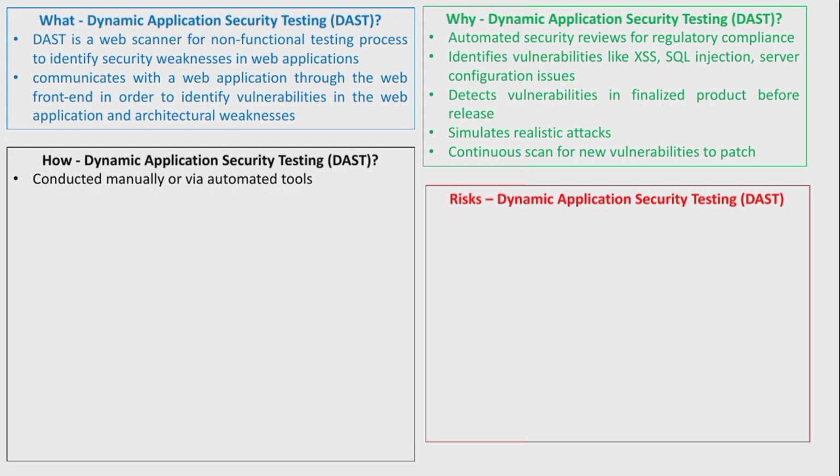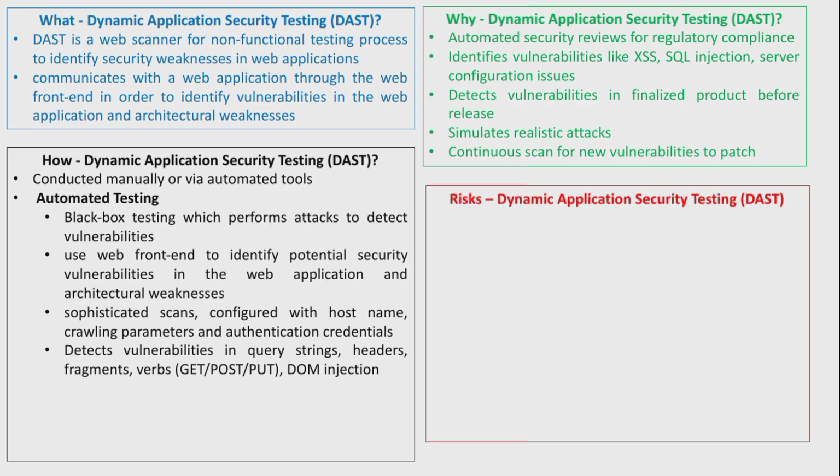Now, dynamic application security testing can be conducted manually or through automated tools. The tools which are used for automated testing perform the dynamic application security testing just like a black box. So they perform different attacks to detect vulnerabilities in the web application and use the web front end to scan these web applications for vulnerabilities.